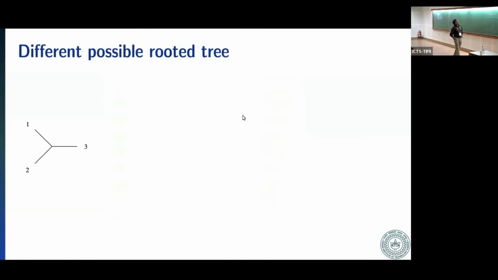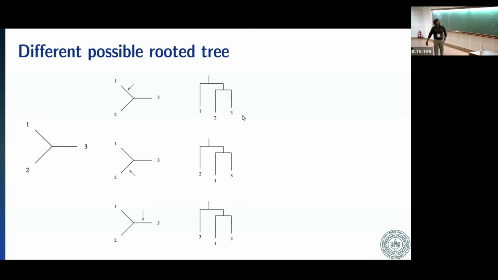So let us actually take a look at different possibilities of rooted trees given an unrooted tree. Here is an example. You have 3 taxa, 1, 2, 3, and now you can think about how to convert it into a rooted tree. It turns out that there are 3 possibilities, and all these 3 topologies are actually different from each other.